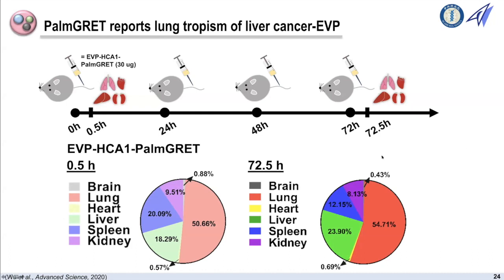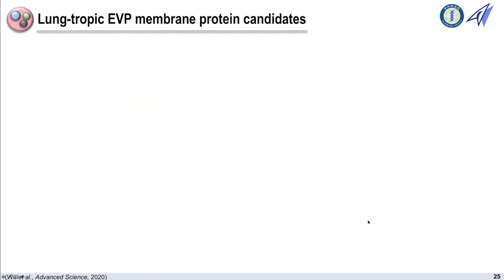So interestingly, at the 0.5 hour, most of our particles go to the lung. And even after 72.5 hours, it still has the highest portion going to the lung. And here we suggest that this HCA1-derived EVP has a lung tropism. And after that, we want to see what's the protein, or what's the content, that directs the lung tropism of the HCA1-derived EVs.